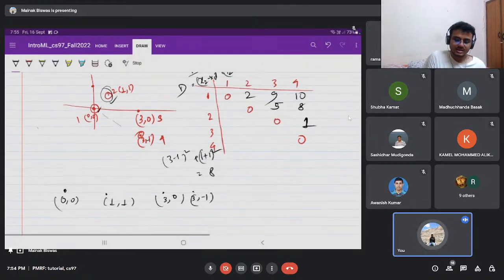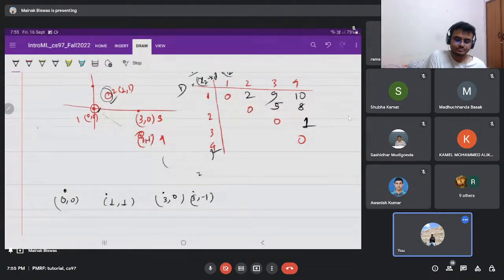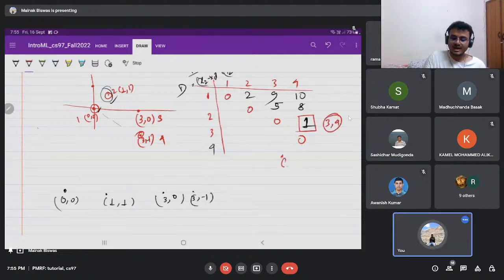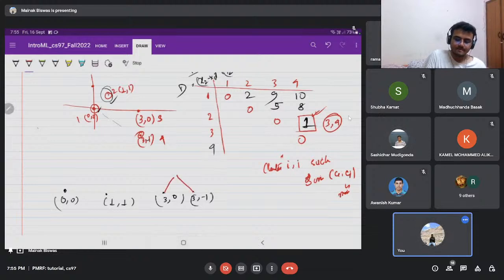So which of these 2 points will be clustered in the first step? You cluster i and j such that the distance between Ci and Cj is minimum. So this is the minimum on the distance table, 1. So 3 and 4 I will cluster. This is the first step.